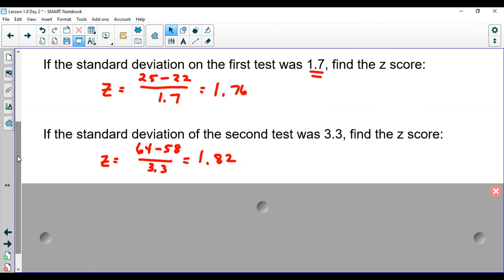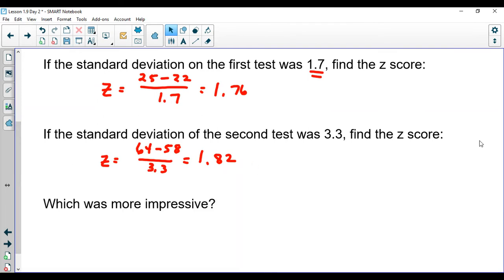All right, well, what's that tell us? We've now taken those two separate tests and we put them on equal footing because they're both talking about z-scores now. So now I can make the determination of which one was more impressive. In this case, the more impressive one was the second test, and that's because it had a higher z-score. Or in other words, we were more standard deviations above the mean than on the first test.